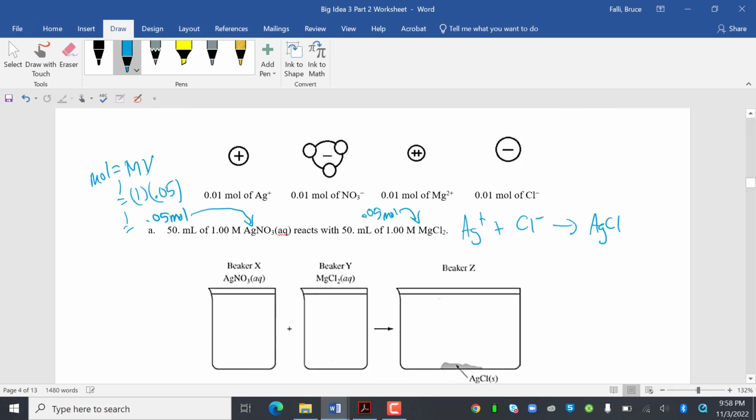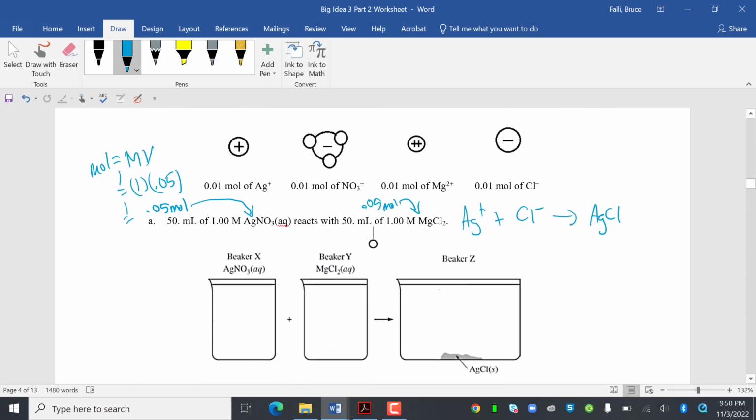Okay. So in this case, I have extra Cl negative. So that means in beaker Z, I know I'm going to have some Cl negative left over, right? And I know that I'm going to have some Mg plus 2 left over. I'm going to put 2 of those because I don't have extra of that. And I'm going to have nitrate left over. I'm going to put 2 nitrates.